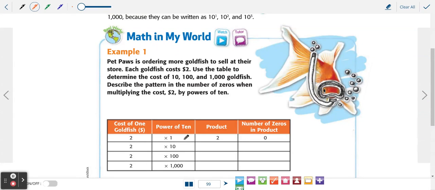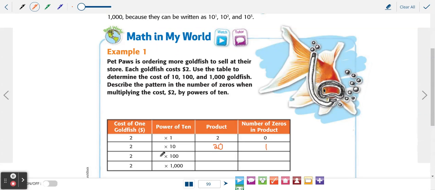When we multiply by a power of 10, here we have 2 times 1, which is 2, and the number of zeros in the product is 0. When we multiply 2 times 10, the product, or answer of that multiplication, is 20, and we have 1 zero in the product, or the answer to the multiplication.